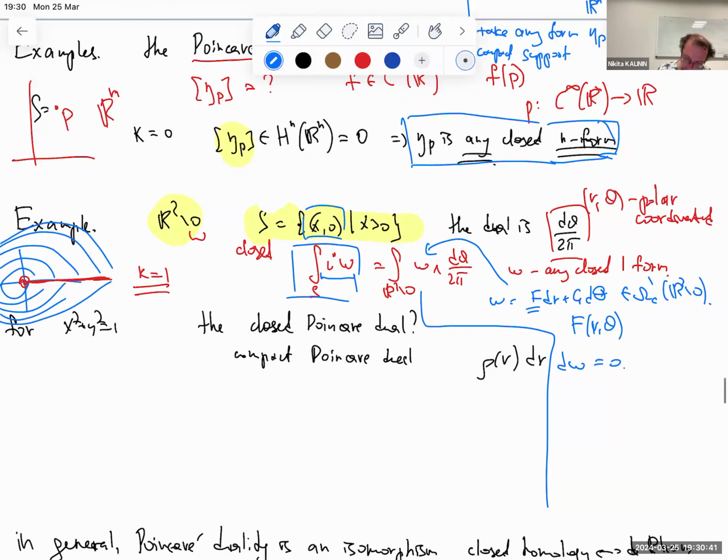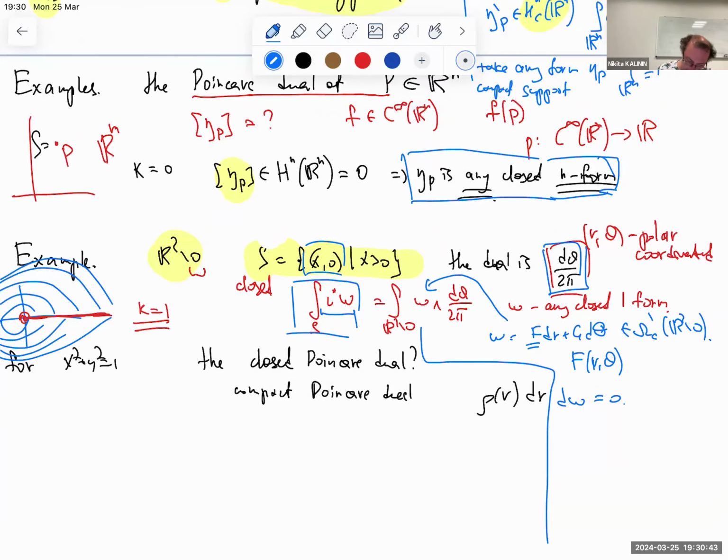And this form, d theta over 2 pi, somehow represents the circle here, right? Any circle. Because if you integrate this form, it doesn't matter over which circle you integrate, you have the same answer. So for all circles, the integral of this form is just 1. Okay, so that represents the idea that any such circle intersects your ray exactly once.